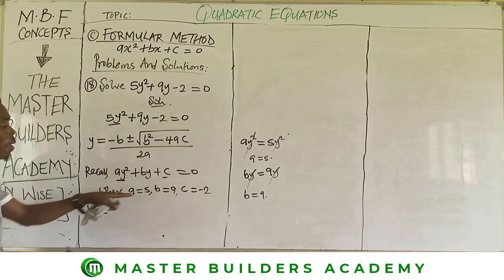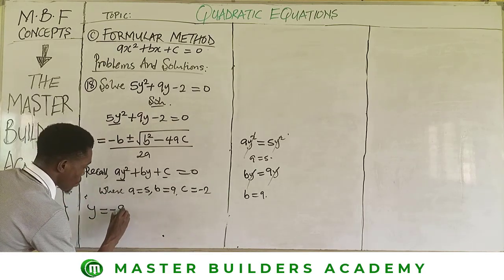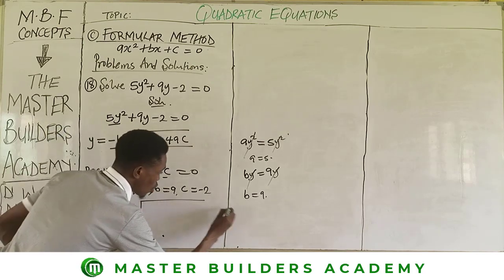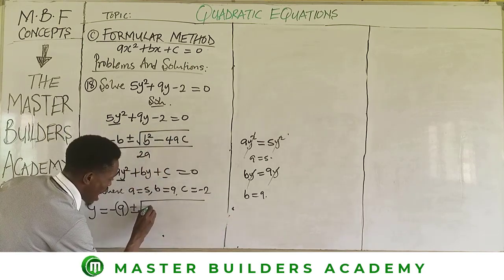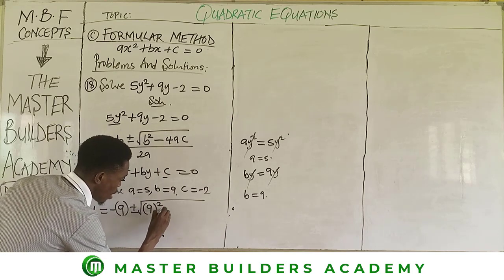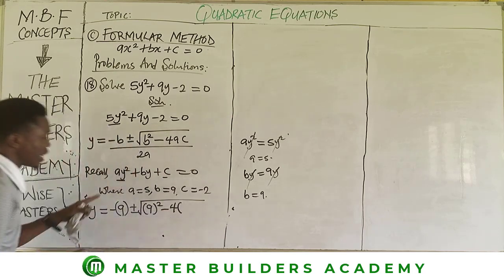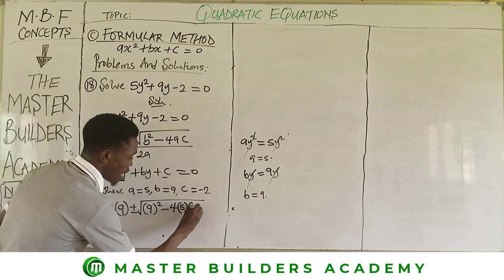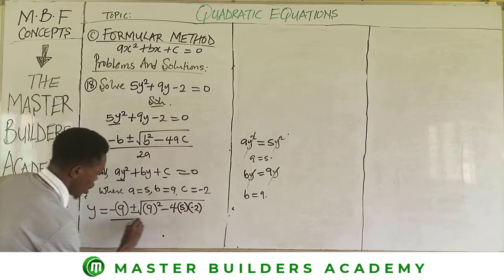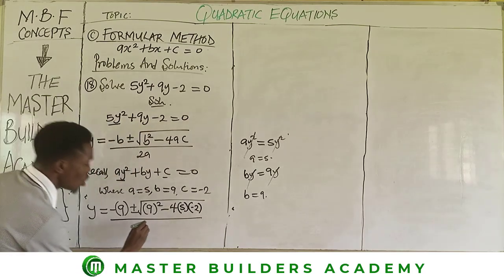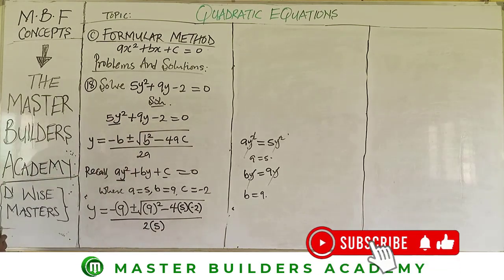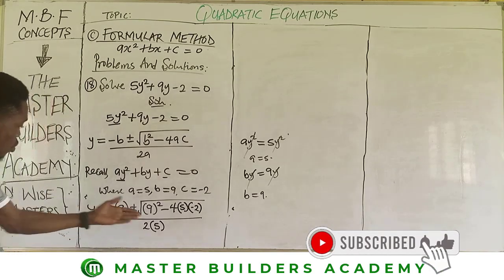All I just need to do now is to come here, pull down y is equal to minus b, b is 9. I decide to use bracket, then plus or minus the square root of now 9 squared minus 4 times a, a is 5 and c is minus 2, all over 2 times a and a is 5. Guys, it's as simple as this. All we just need to do now is to simplify.